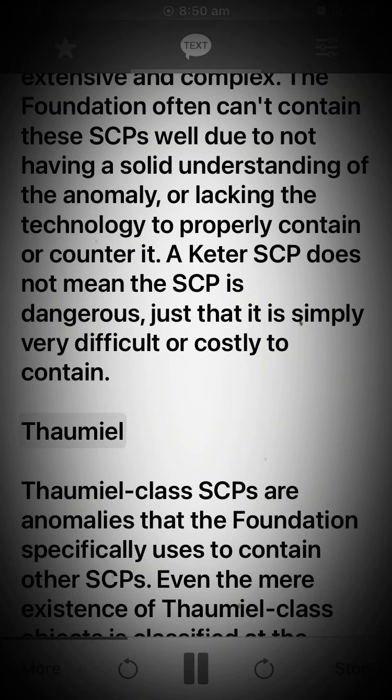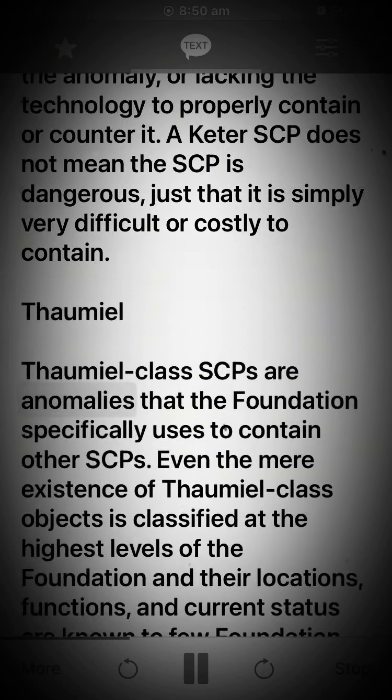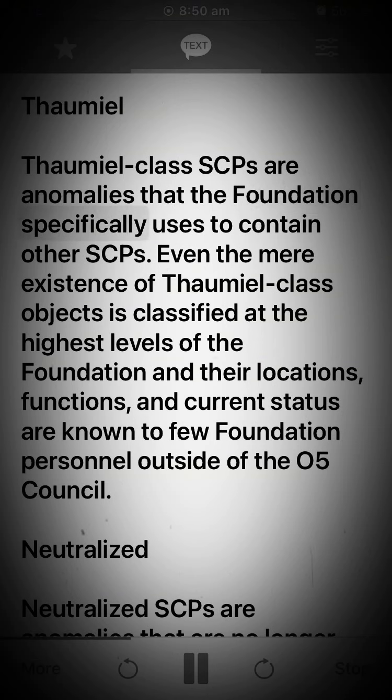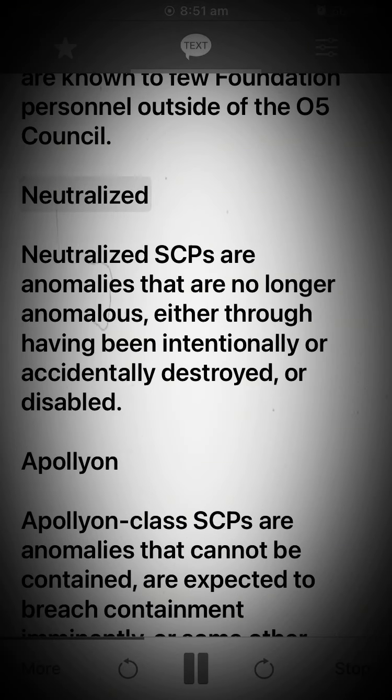Thaumiel. Thaumiel class SCPs are anomalies that the Foundation specifically uses to contain other SCPs. Even the mere existence of Thaumiel class objects is classified at the highest levels of the Foundation, and their locations, functions, and current status are known to few Foundation personnel outside of the O5 Council. Neutralized. Neutralized SCPs are anomalies that are no longer anomalous, either through having been intentionally or accidentally destroyed, or disabled.